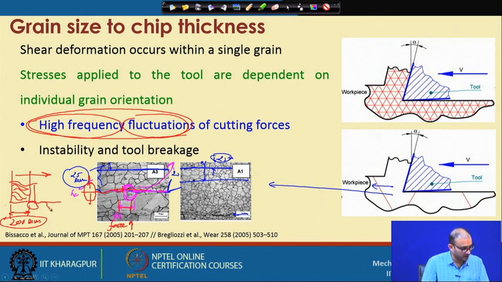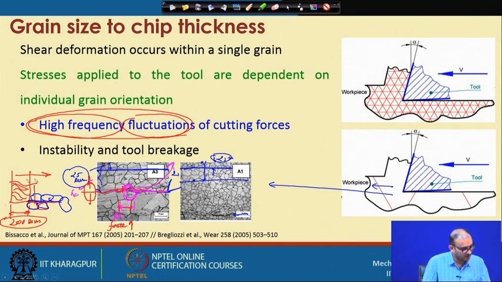So these are the grains located here. It is very easy to remove the material. And now consider there is one grain here at this location. So when the tool is moving in this direction, suddenly this grain comes.